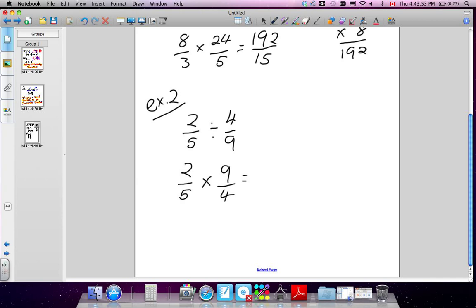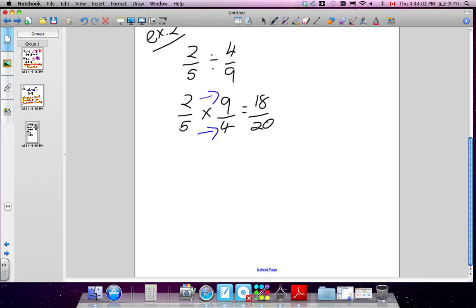So now that we've flipped, how do I multiply? Top by the top. Okay, so what am I going to get? 18 over 20. That's right, 18 over 20. So that's it. That'd be the answer. You might be asked to reduce it. I thought you were supposed to flip the answer too. Nope. That's it. Multiplying and dividing fractions is actually a little easier than adding and subtracting them. You don't have to do anything to denominators or anything.